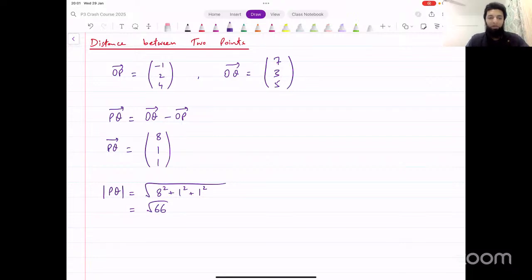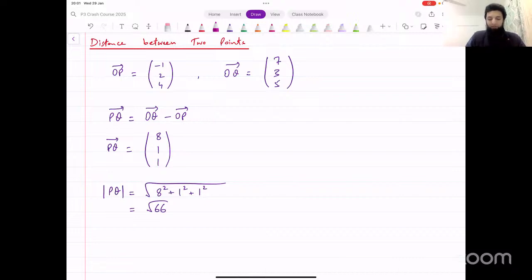Okay, so if you had to find the distance between 2 points, this is the process that you follow. Find the vector that connects those 2 points and then find the magnitude of that vector. So distance between 2 points is fairly straightforward.